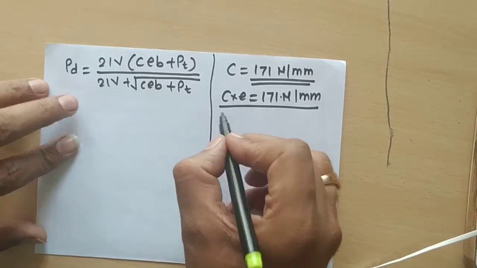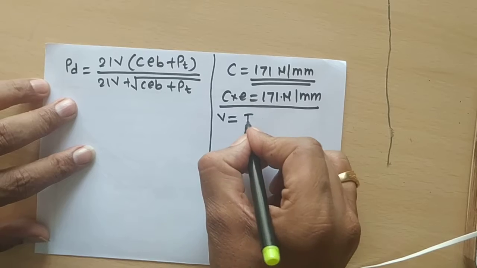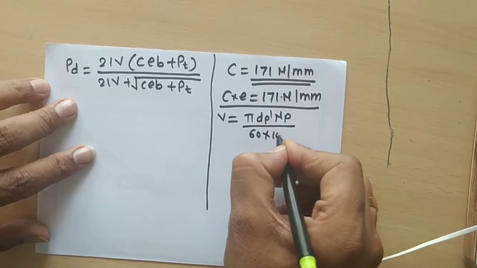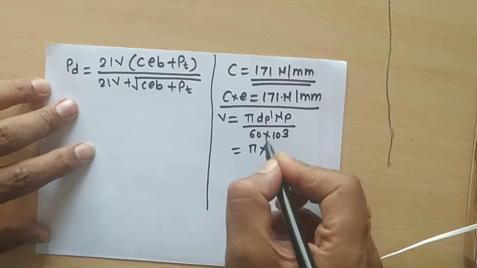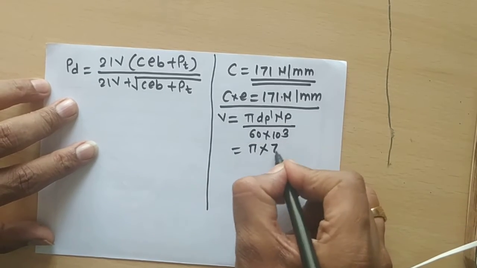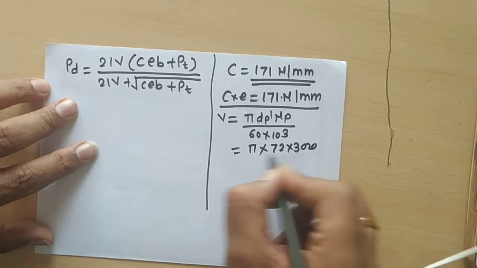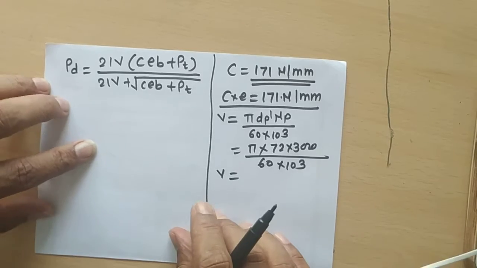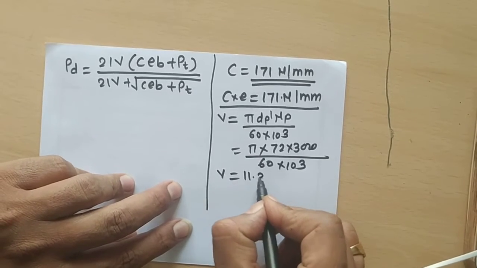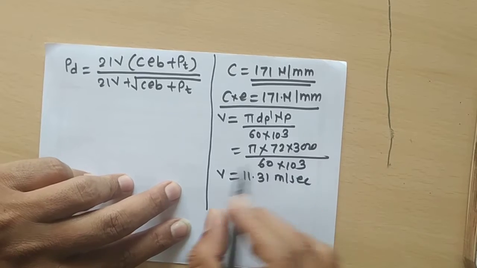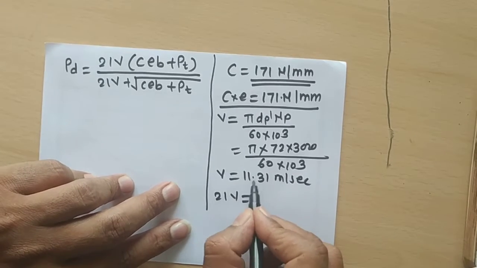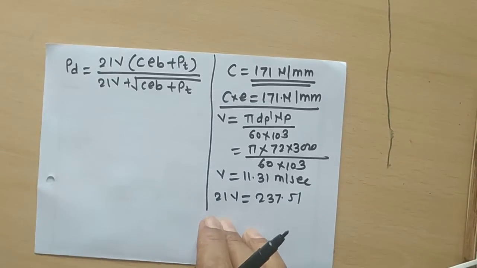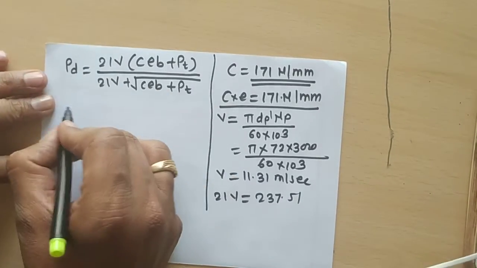Now find out velocity. Velocity V is equal to pi dP dash NP upon 60 into 10 to the power 3. This is equal to pi into dP dash, which is 72, into NP 3000 upon 60 into 10 to the power 3. First find out velocity V. Velocity V here is 11.31 meter per second. Then find out 21 into V. 21 into 11.31 is 237.51.